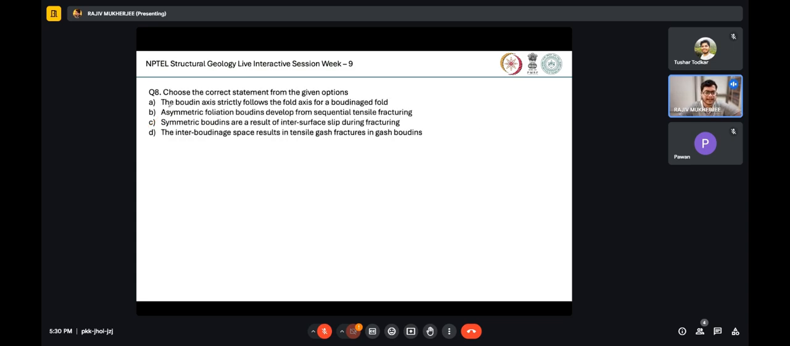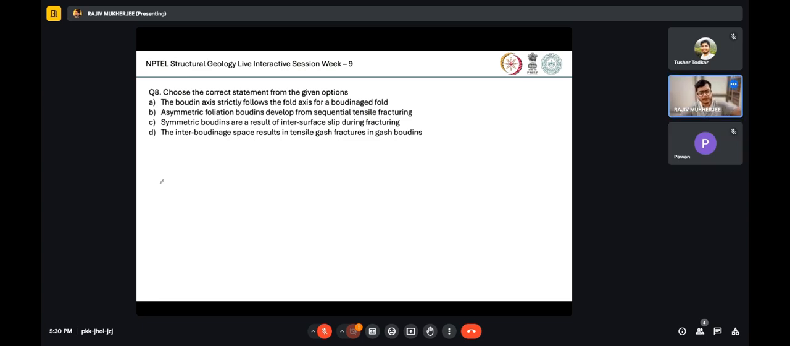Question number 8. Choose the correct statement from the given options. Option A, the Boudin axis strictly follows the fold axis of a Boudinage fold. Option B, asymmetric foliation Boudins develop from sequential tensile fracturing. Option C, symmetric Boudins are a result of intersurface slip during fracturing. Option D, the inter-Boudinage space results in tensile gash fractures in gash Boudins. It will be D answer.